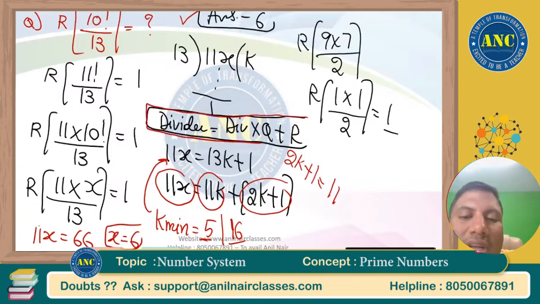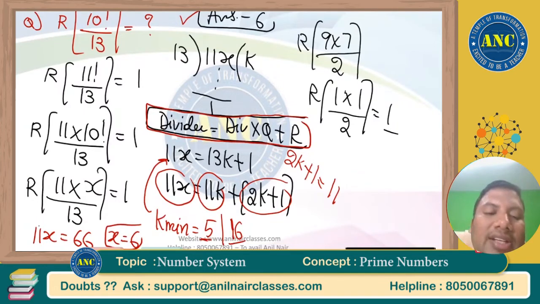Dividend equals divisor into quotient plus remainder. Whether you take the lowest value or the highest value, still the answer will be the same. 11x is 11k plus 2k plus 1, divisible by 11. The k value is 5. 11x is 66, so the x value is 6.